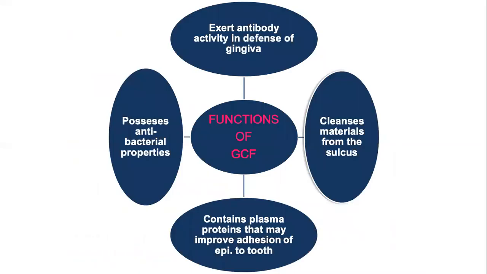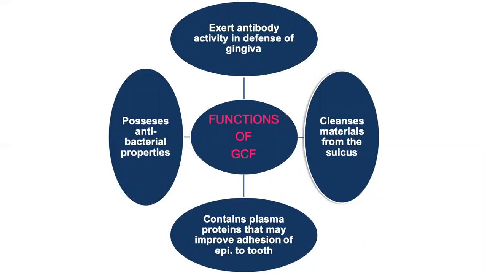So talking about the functions of GCF, first of all, it causes clearance of dead cells and bacterial molecules from the sulcus. It exerts antibacterial and antibody activity due to the presence of different immunological factors. You can also appreciate immunoglobulins, lysozymes, inflammatory cells in GCF. And if somebody asks you, and this is yet another MCQ based question, which is the most predominant immunoglobulin found in GCF, the answer is IgG.